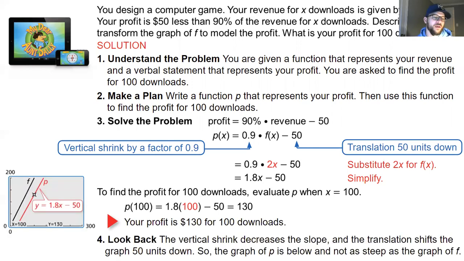So looking back on it on the graph, there is your f function just by itself. And then when you transform it using the 1.8x and minus 50, the vertical shrink actually decreases the slope, and then the translation brings it 50 units down. So the graph of P, which is your profit, is not quite as steep as the graph of your f for your revenue, because revenue is just the amount of money you make. Profit is how much you make after how much you are spending on something. So there are a little bit of adjustments to be made.